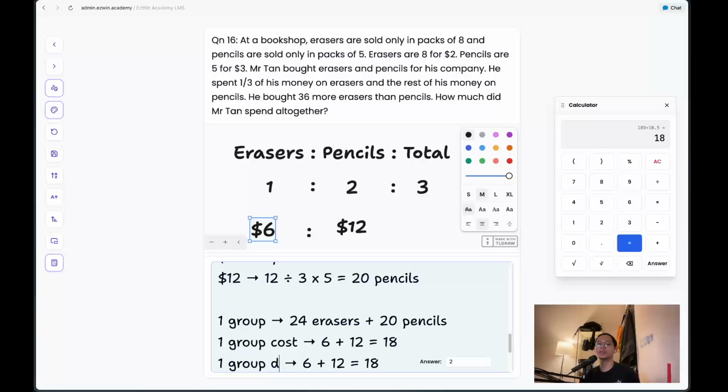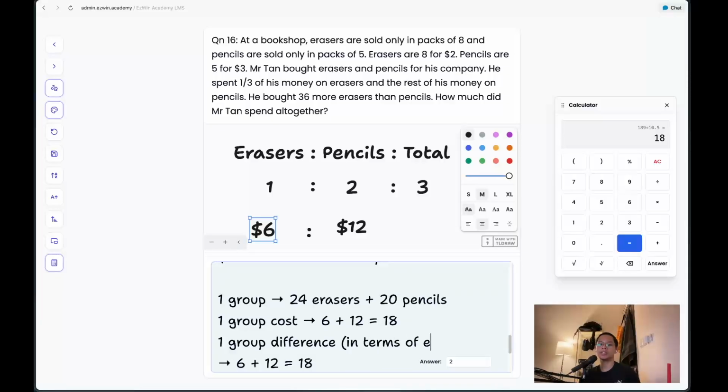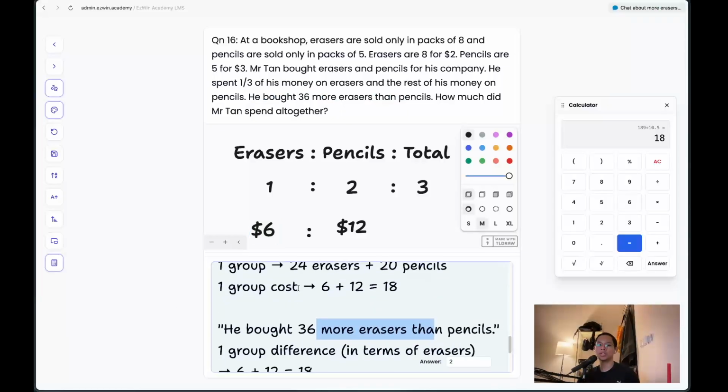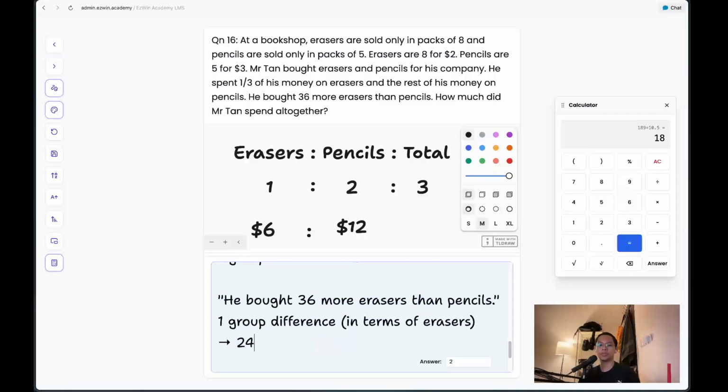So we are looking for the difference as well. One group difference in terms of erasers. Why? It's because he bought 36 more erasers than pencils. So let me just put it there. He bought 36 more erasers than pencils. So we know that there's 24 and 20. So 24 minus 20 is equal to 4.